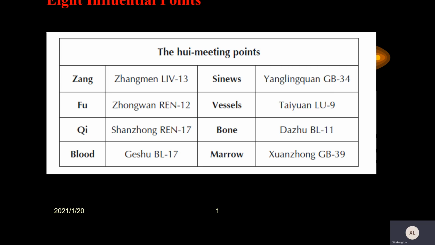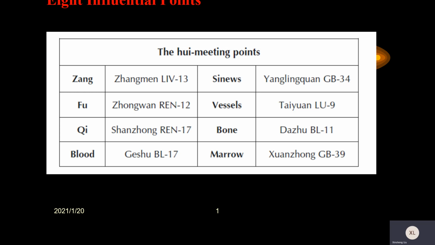Here we are, you look at here. Liver 13 is on the liver channel, but it can regulate all the zang organ disorders. For sinew, all the tendon injuries and some ligament injuries, you can think about GB34. It can benefit the whole body. Like Taiyuan, it will benefit the vessels because it is close to the arteries. And Zhongwan, REN12, we know Zhongwan is a stomach-friendly point, but it can also regulate all the fu organ disorders.